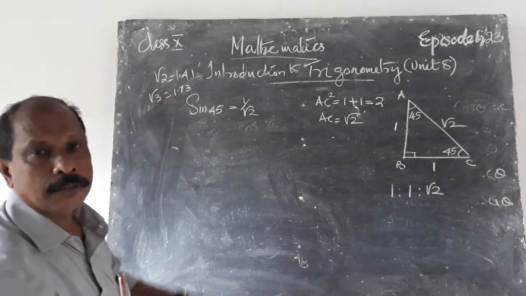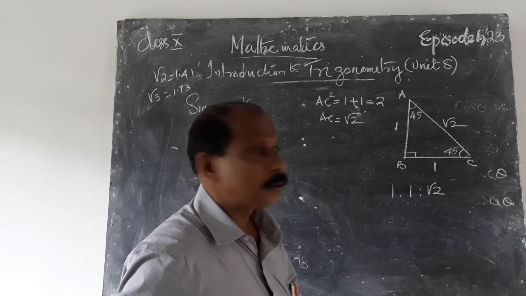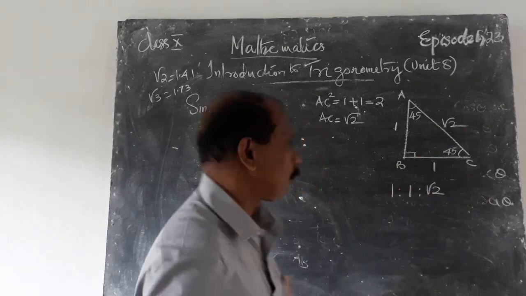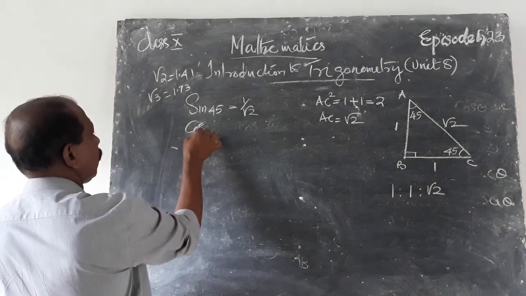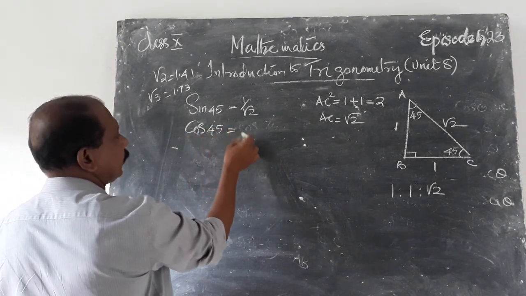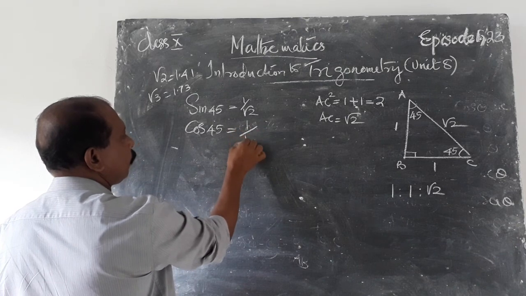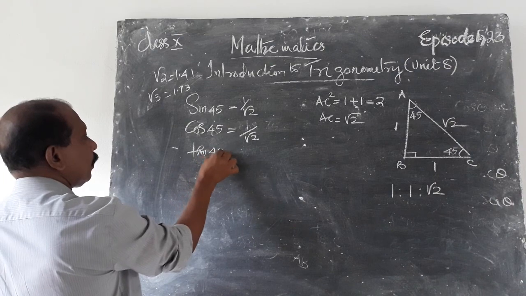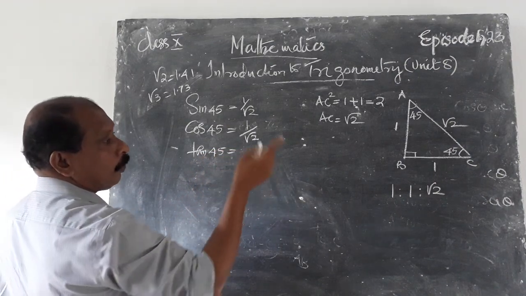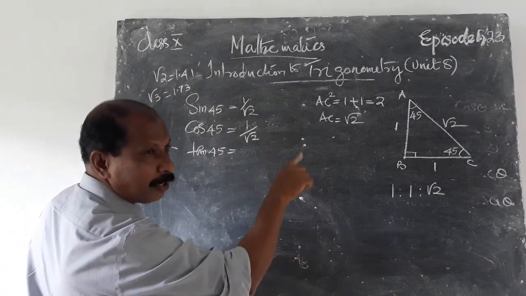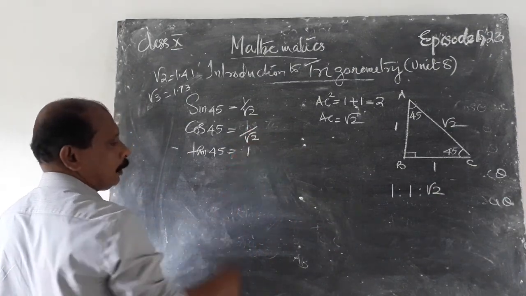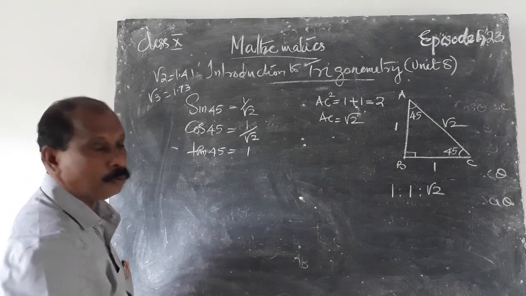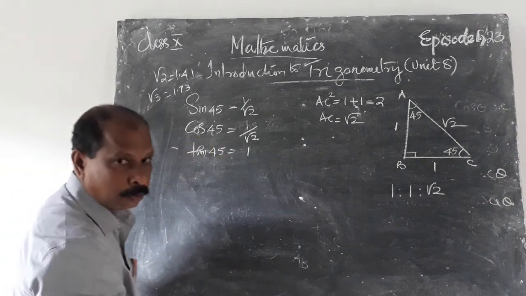Therefore, sine 45 is opposite side by hypotenuse. Cos 45 is adjacent side by hypotenuse. They are equal. Cos 45 is equal to adjacent side, that is 1, by hypotenuse, it is root 2. Tan 45 is equal to opposite by adjacent side, that is 1 by 1. It is 1. Any number divided by itself is 1. Therefore, sine 45 is 1 by root 2. Cos 45 is also 1 by root 2.